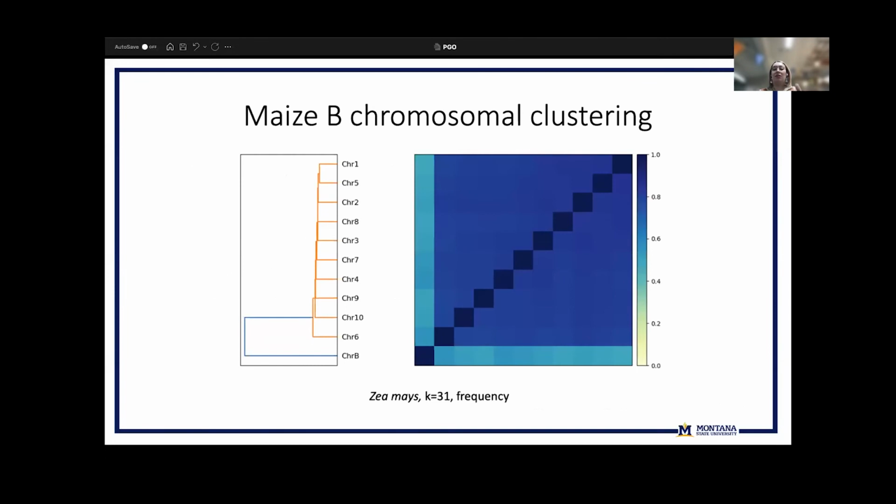And so what I did is I ran these through sour mash, and so what you're seeing is the maize genome and its B chromosome. Now you can see that the B chromosome is sticking out. You can see fairly low sequence similarity. However, it really is important for me to note that the B chromosome is much smaller than the other chromosomes. And so, I need to normalize for that to make sure that sequence length is not having an impact.